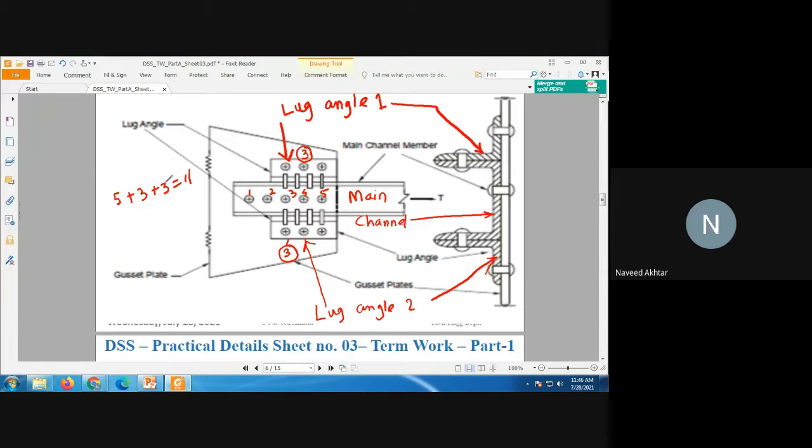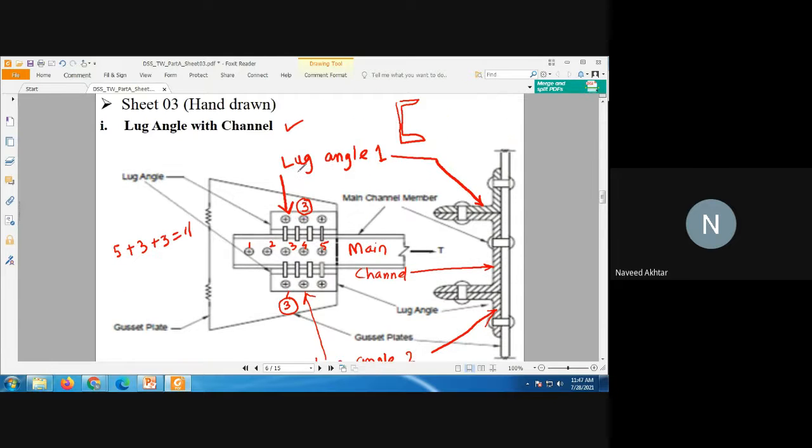Because the length of connection is short and the connection required is large, we are providing additional angles, and those additional angles will complete our requirement of connection. And this additional angle is called a lug angle. So here we are providing lug angle with the channel. This figure you have to draw in your sheet number 3. Okay, this is the first part. I think you understand this. So this one is the lug angle with the channel.